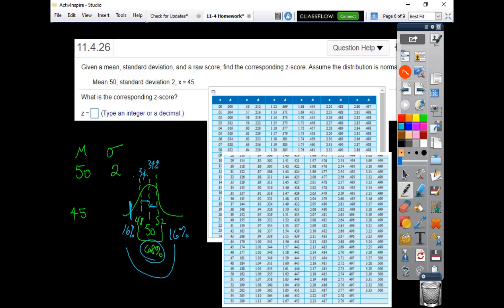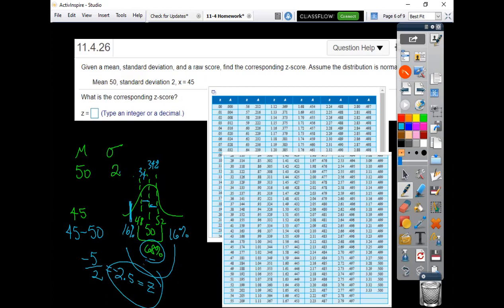Okay, so the percent that's underneath here, or the amount of the area under the curve, sometimes they'll call it like that, or in this case, the z-score. What you do to calculate that is you take your 45, you take away your mean. So that means we're 5 points below the mean, and then you divide by your standard deviation of 2. So we're 2.5 standard deviations below the mean, which is another name for the z-score.